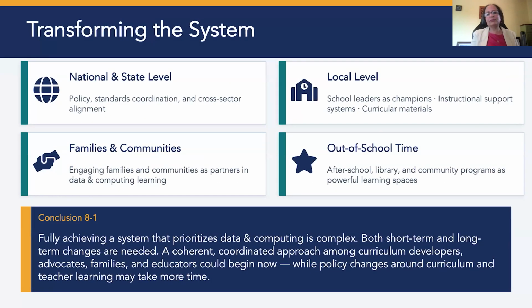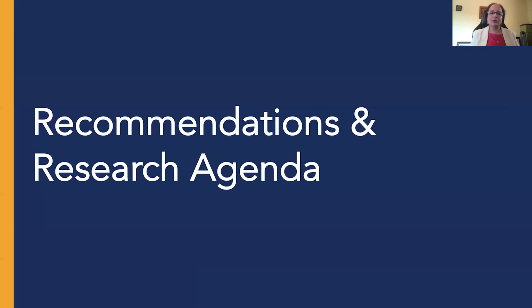And the system change, of course, involves multiple levers and levels and actors, from policy and, of course, coordination at the national and state and local levels. Interestingly, the report talks about families and communities, and I really hope that there is a lot of traction around this piece. I think it's very significant that it calls out engaging families and, of course, not looking just at in-school time, but out-of-school time as well. The report ends with recommendations and a research agenda.